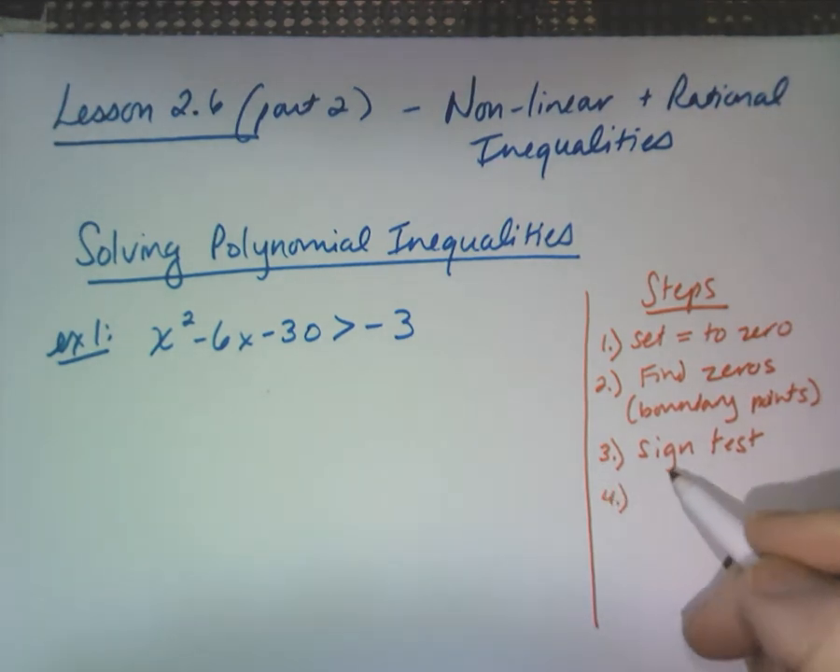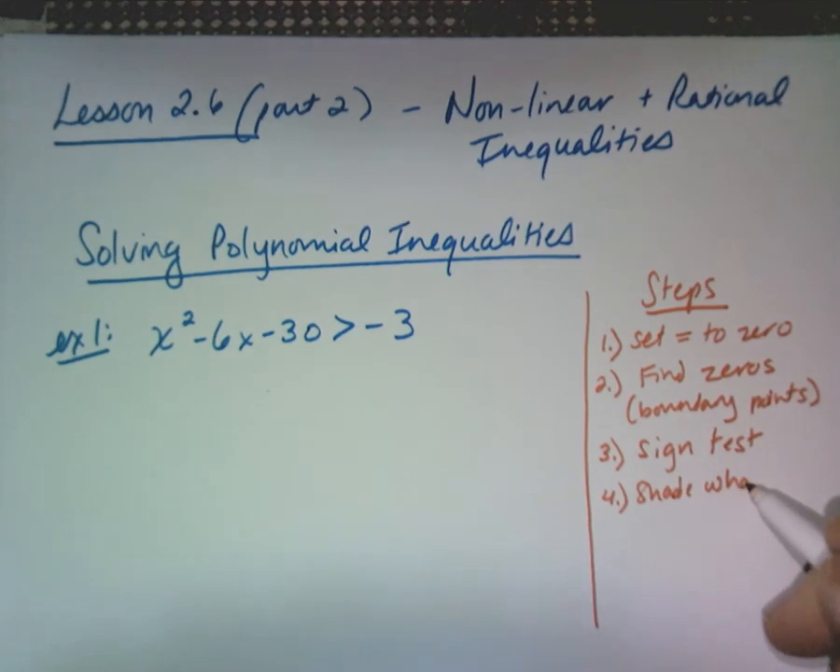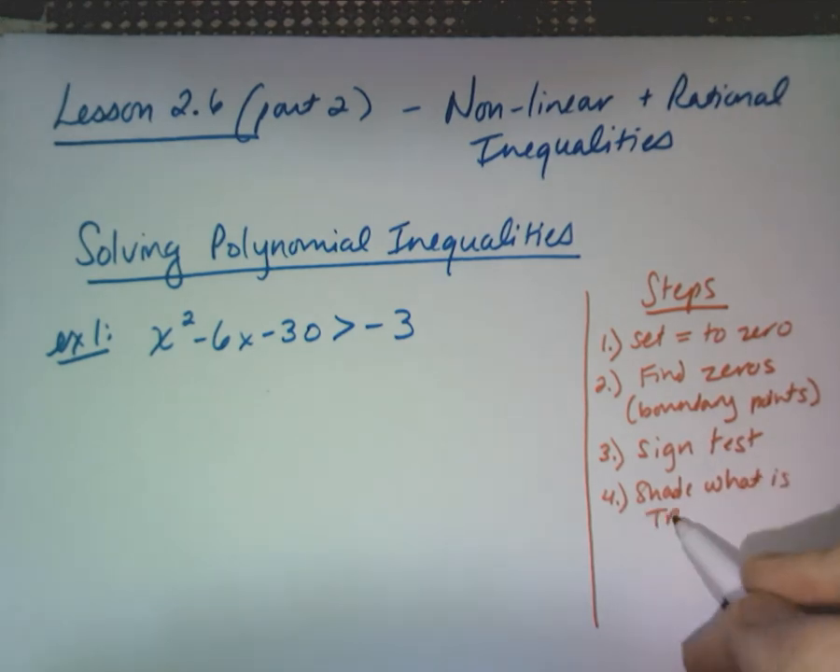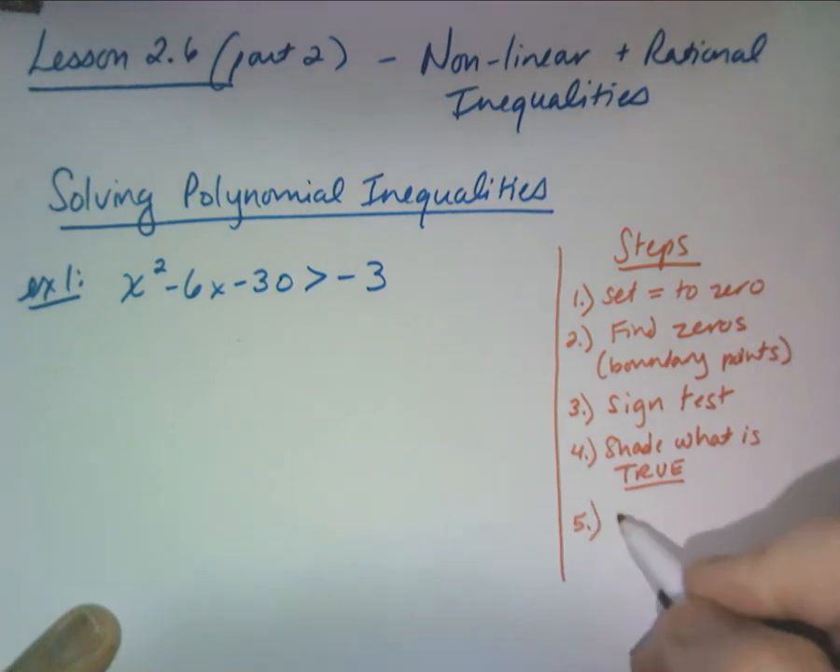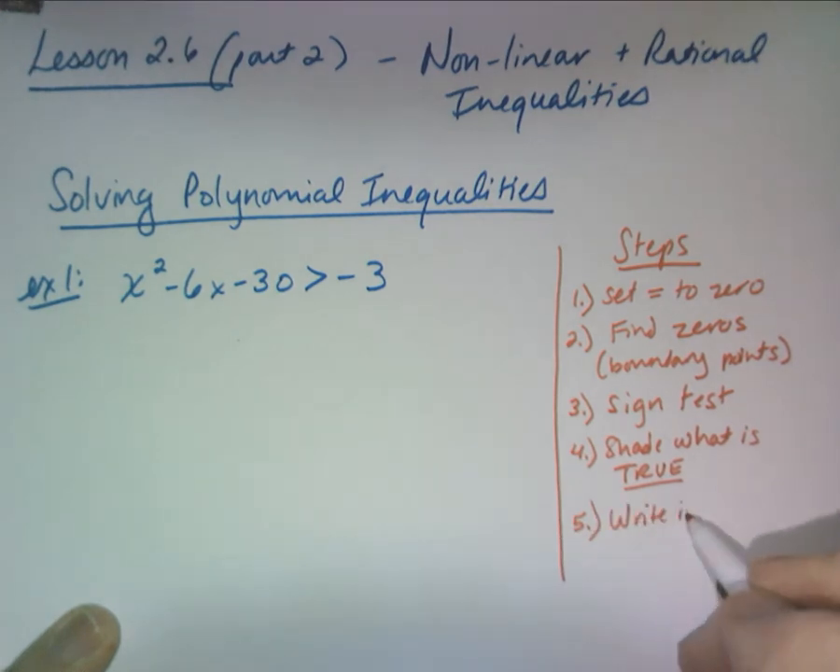Step number 4, you shade what's true. I'll explain that in a minute. Shade what is true. You don't shade what's false. That's silly. And then last and final, step number 5, write it in interval notation.